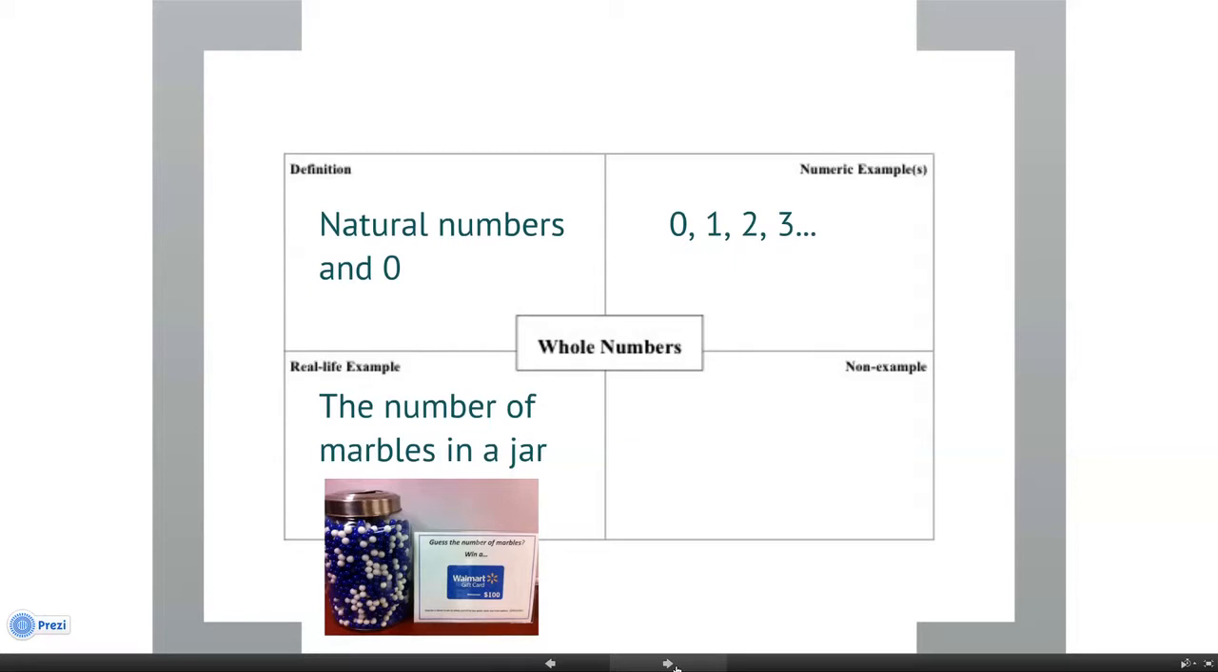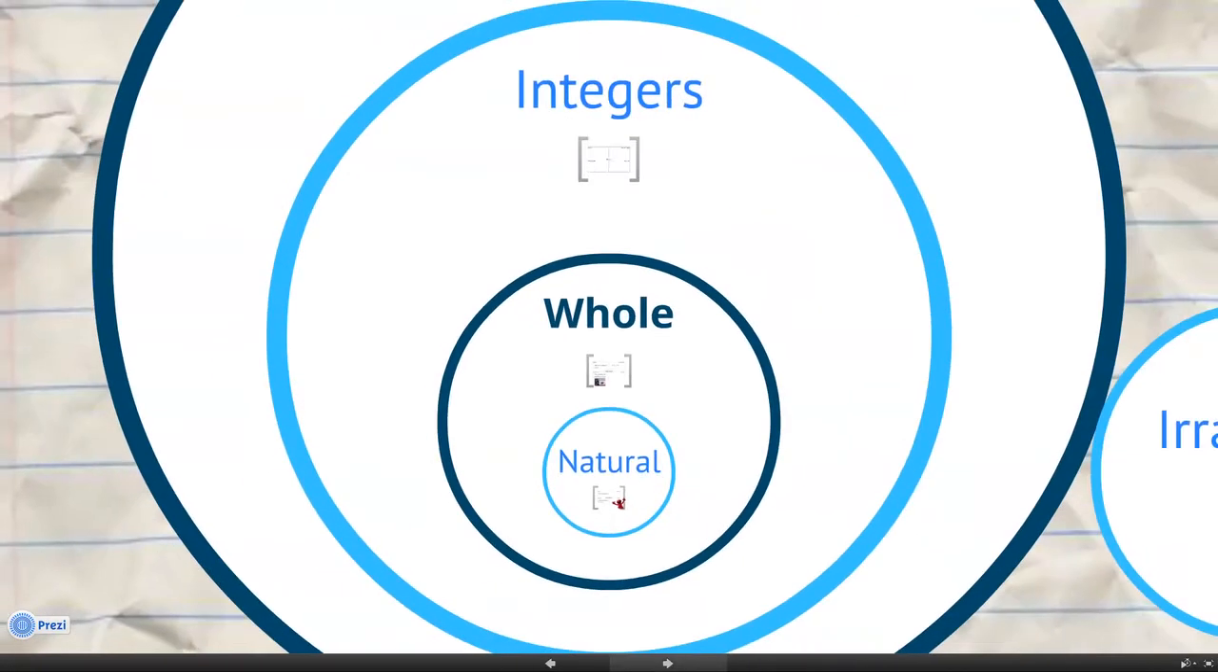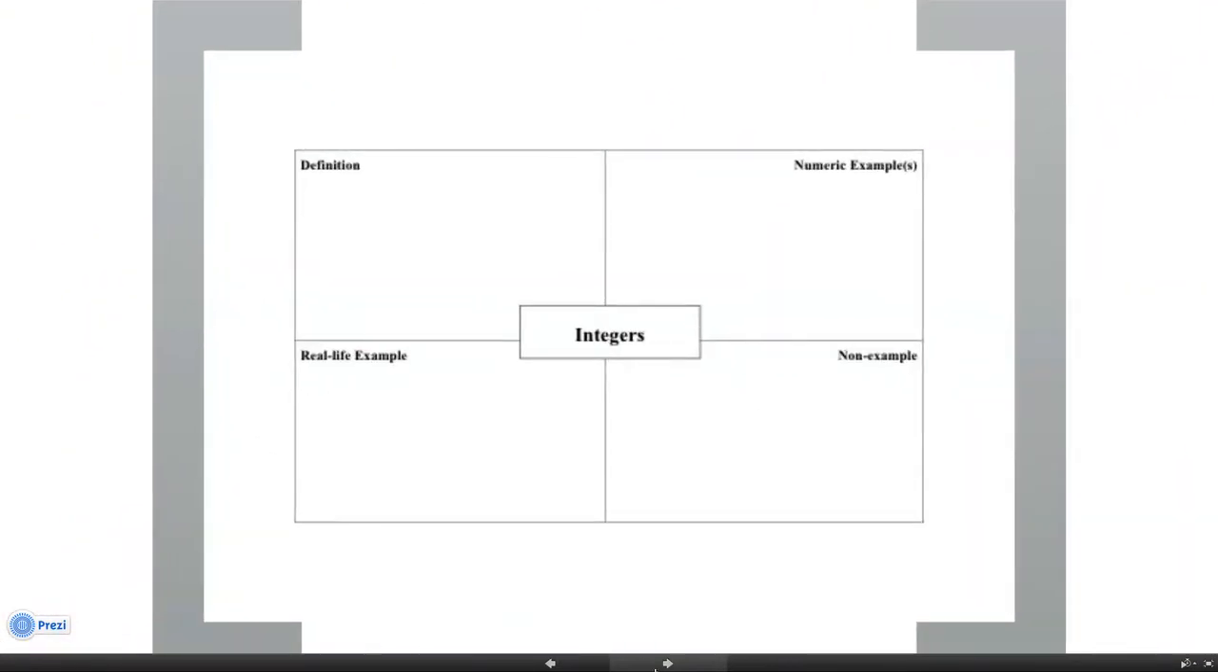Can someone suggest a non-example? What's something that is not a whole number? Ooh, 1/2. That's a good one. You're never going to find half a marble in one of these jars. Okay, let's move on to the next one, which is integers. Integers include the whole numbers and the natural numbers inside, plus some more. What's something else that we add in to make it integers? You could say it's all the whole numbers from before, as well as the negative numbers. Because the whole numbers don't include negatives. You're not going to have -4 marbles in that jar.